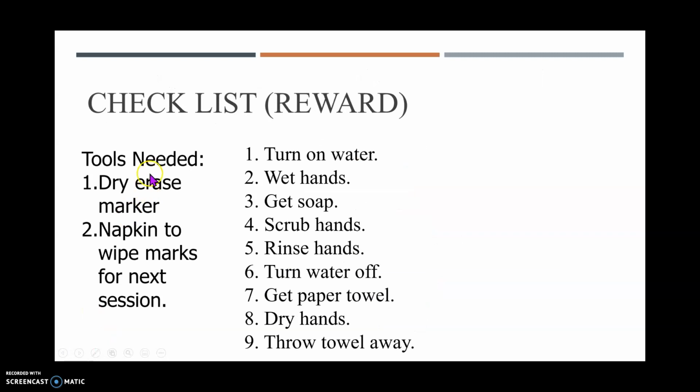And here's the checklist I'm talking about. The tools needed are a dry erase marker and a napkin, of course, to wipe off the marks for the next session. And with the dry erase marker, if they successfully turned on the water with the fading of not doing hand over hand, they can do a check mark or, again, any type of mark that suffices them.